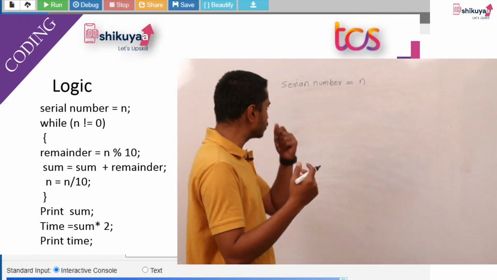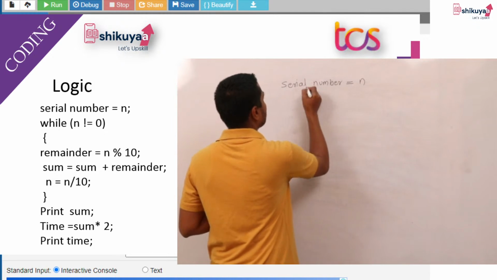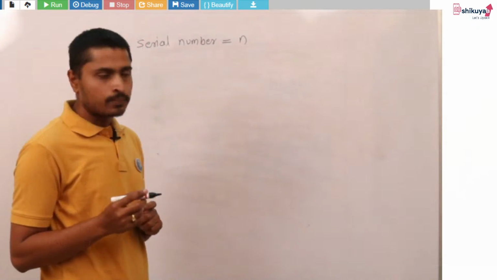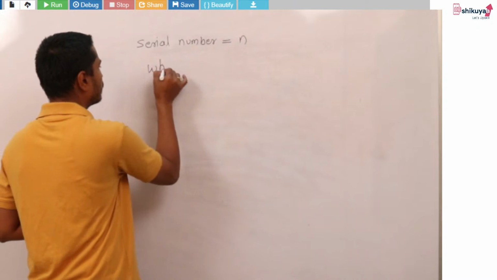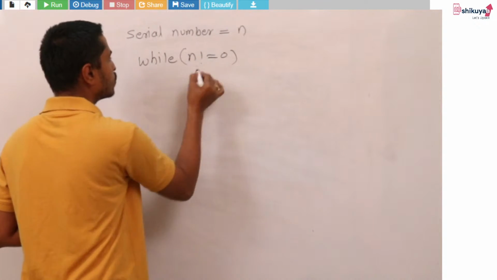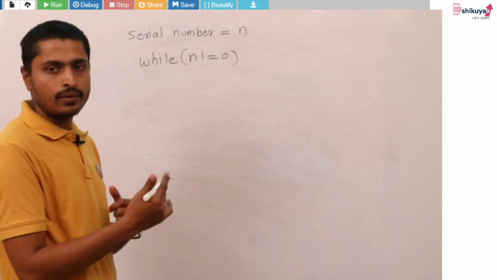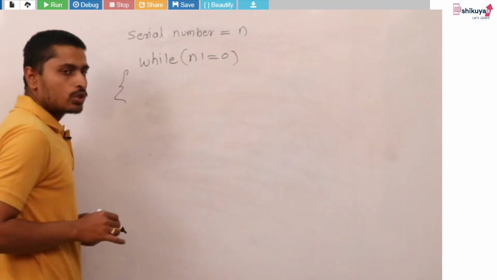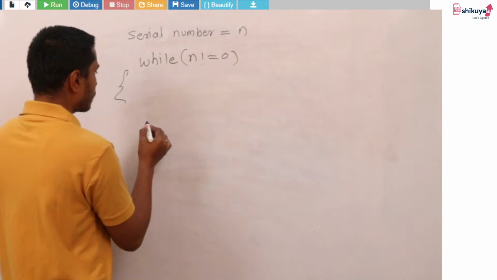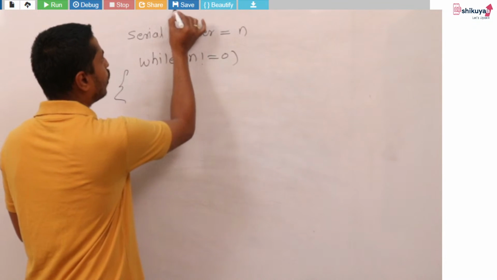If possible, then show serial number is equal to n, while n is not equal to 0. So this is the condition. Until n is 0, this will remain in the while loop. Okay, so what is given? We have to identify the addition of all the digits.